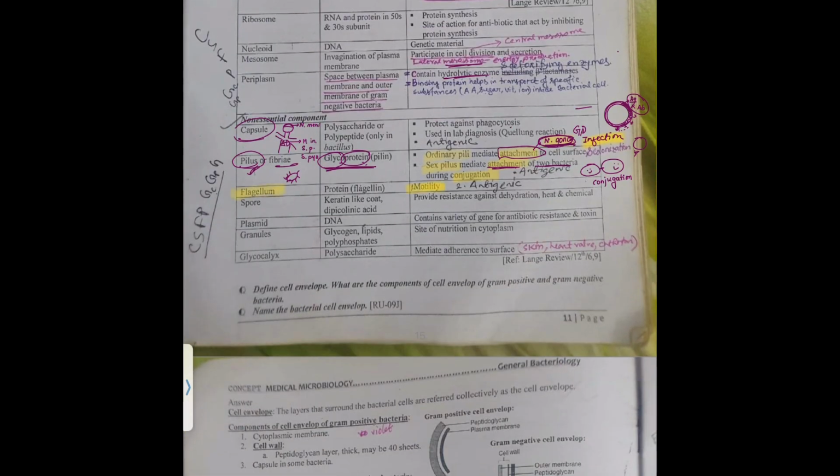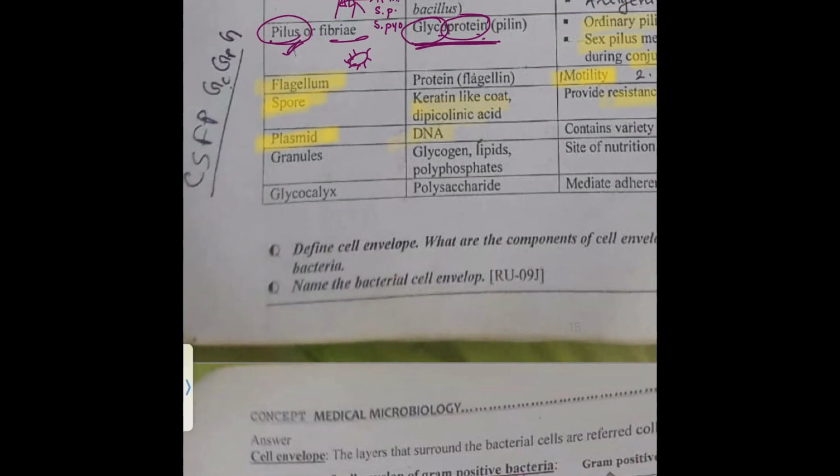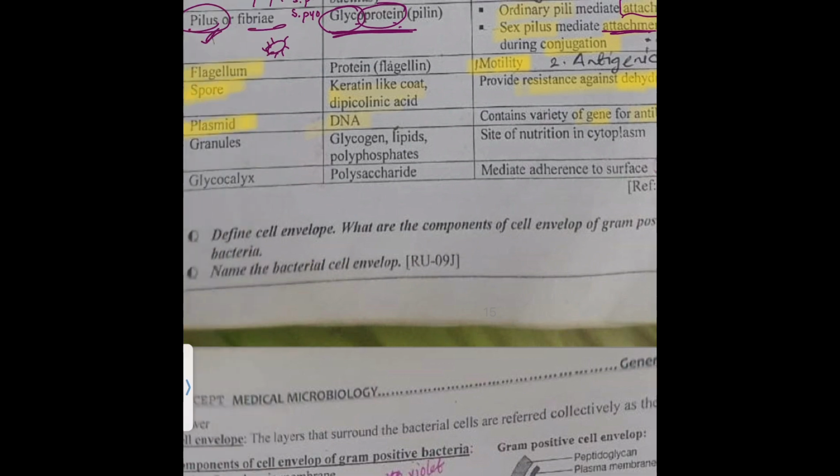Then flagellum. Flagellum is for motility. Then spore. Spore is like a thick keratin coat, a resistant structure for resistance against dehydration, heat and chemicals. Then what are plasmids? Plasmids are extrachromosomal DNA which contain genes for antibiotic resistance and toxins. They even have genes for pili synthesis, and they also form antigenic and antibiotic resistance genes.